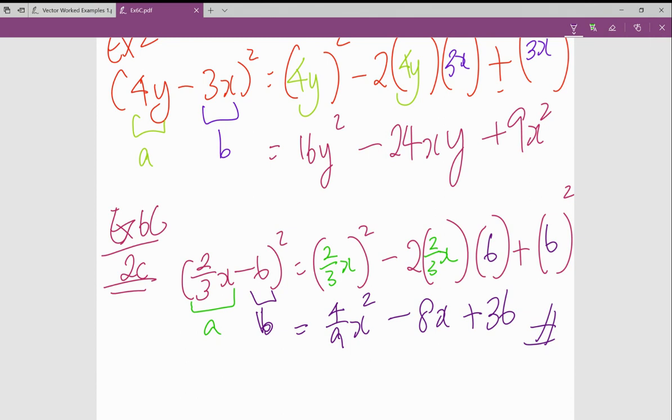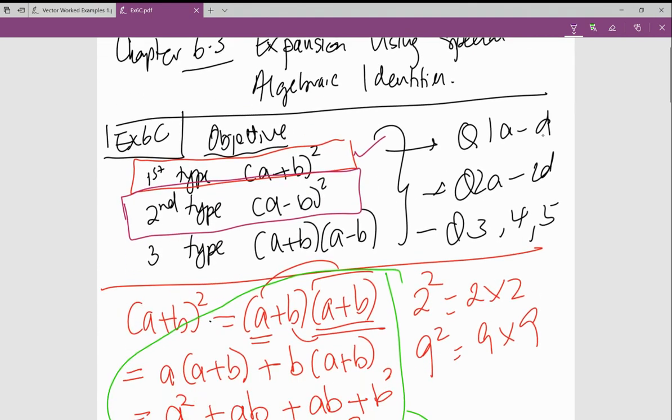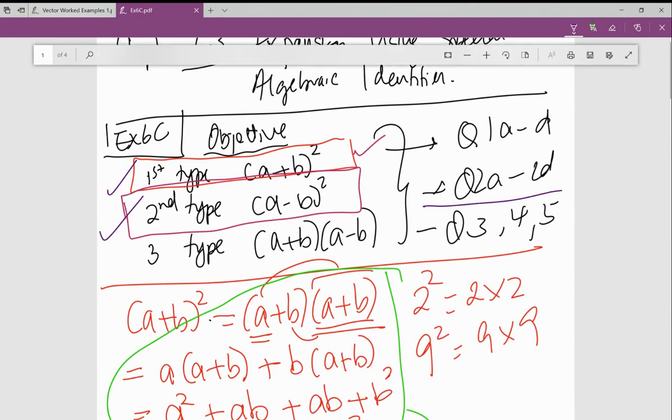So now I've completed part A and part B as the two types of questions, the first type and the second type. Now you should be able to do question 1A to D and question 2A to 2D. I'll stop the video right now. Go and try the questions in your workbook first, and then watch the next video for type 3.